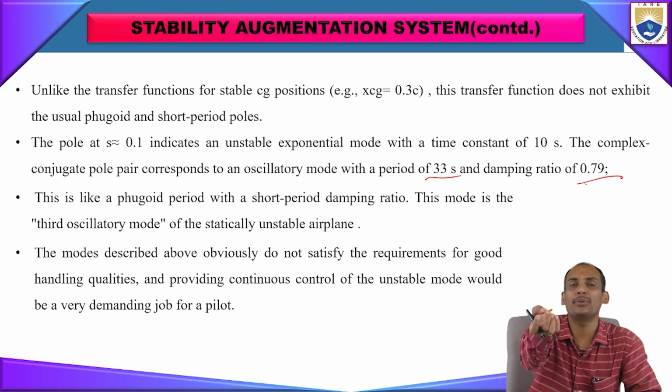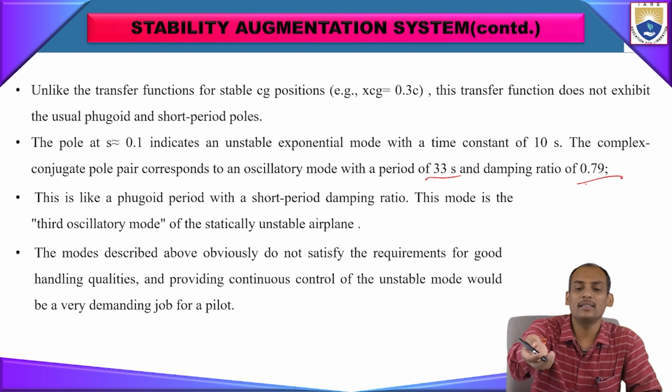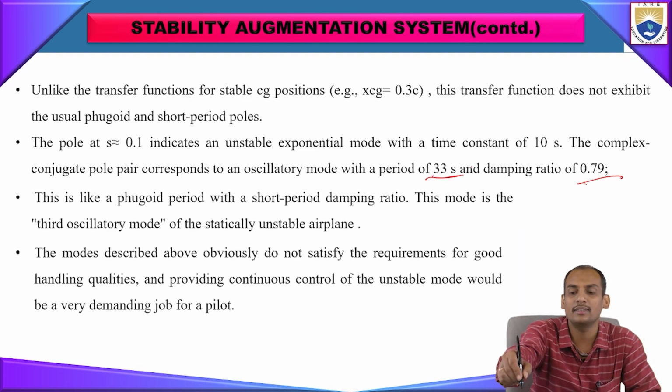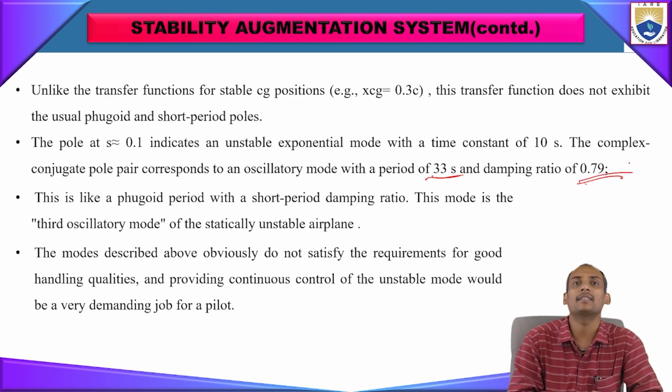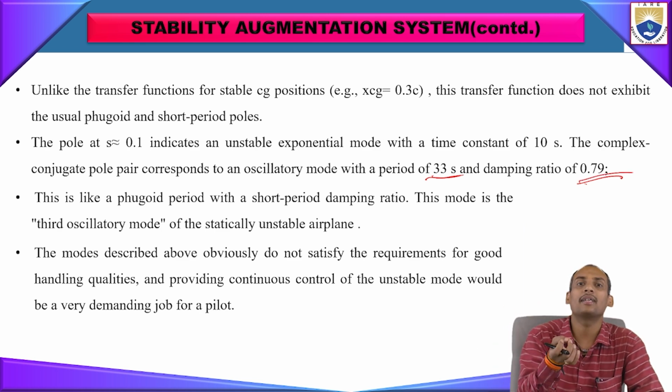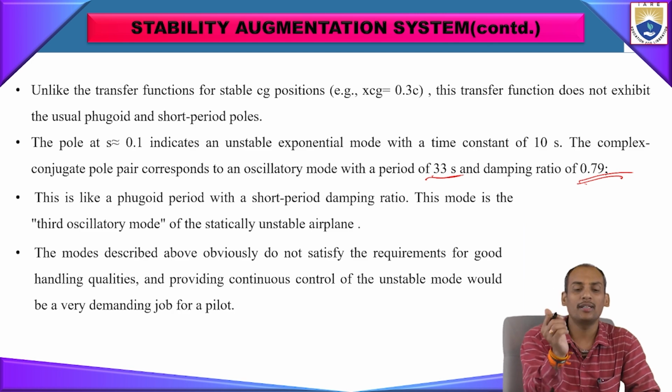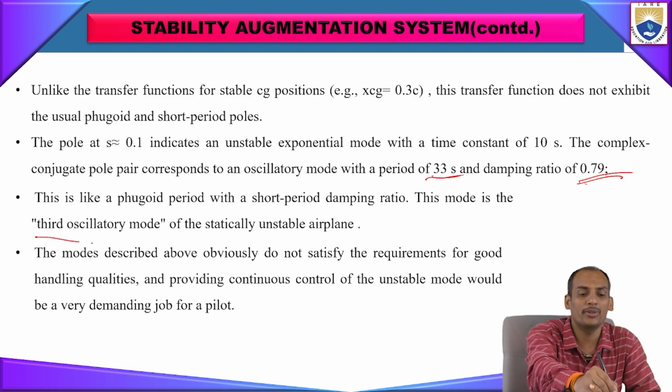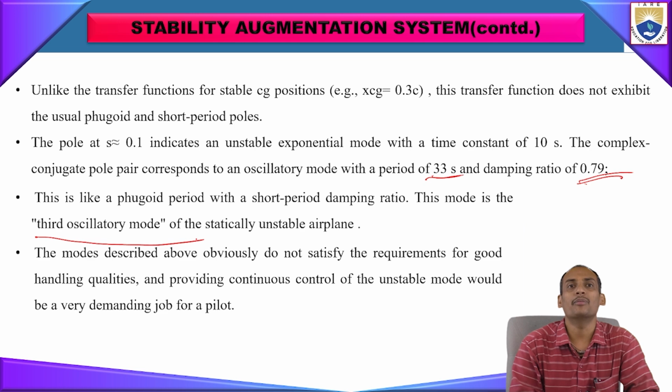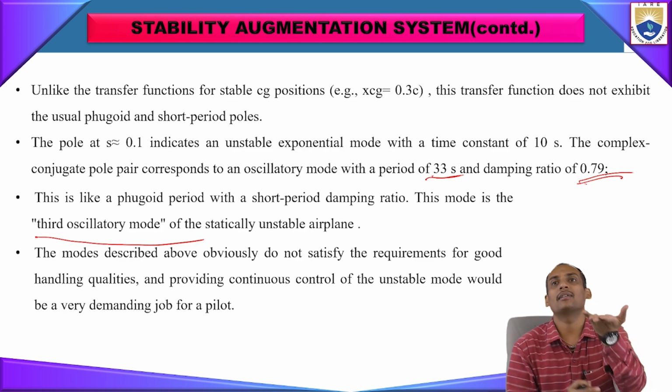While we are giving the input to the control system, we get an oscillation for a period of 33 seconds with a damping ratio of 0.79. If we get this type of values with this transfer function, this mode is called the third oscillatory mode. The modes described above do not satisfy the requirements of good handling qualities. Providing continuous control of the unstable mode would be a very demanding job for a pilot.